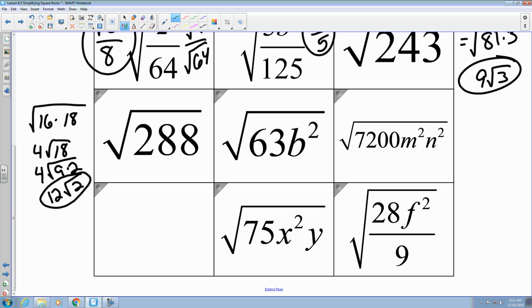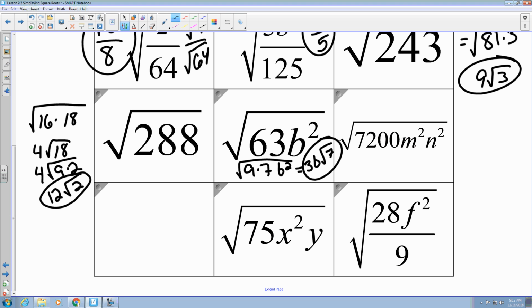Happens sometimes. Over here we did the square root of 63 before. We know that this is going to be 9 times 7, and that's b squared. So then this will equal 3, oh actually, I'm sorry, this will be 3b times the square root of 7.